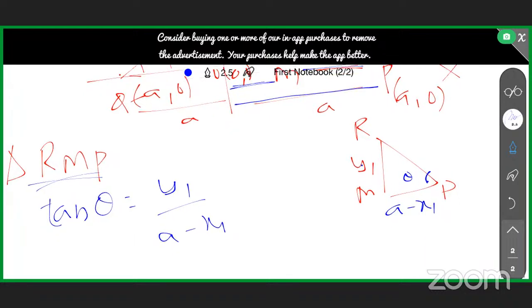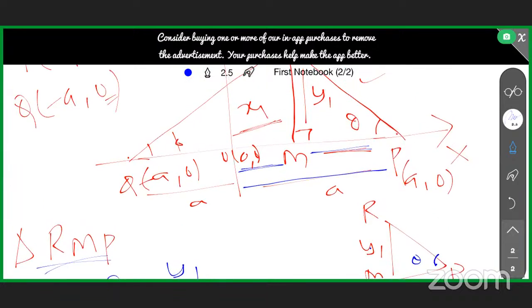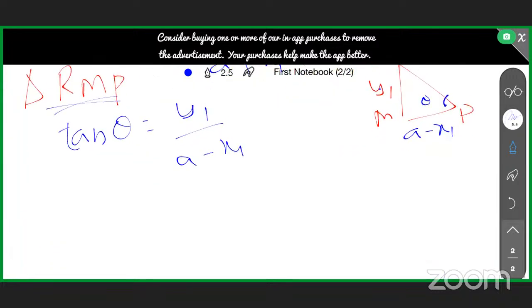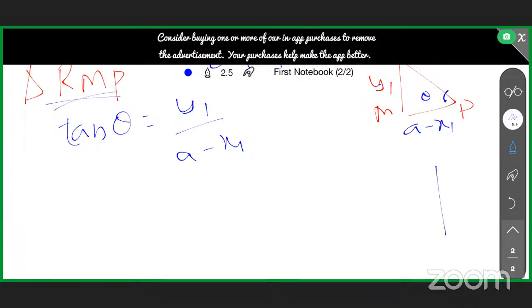Okay. Now we'll take the next triangle. Same thing, you listen carefully. From Q to O the distance is a. From O to M the distance is x1. I want the distance from Q to M. It will be a plus x1. If I draw a rough triangle of that one, this will be R, this will be M, this will be Q. This angle is phi. This will be a plus x1, and this will be y1.